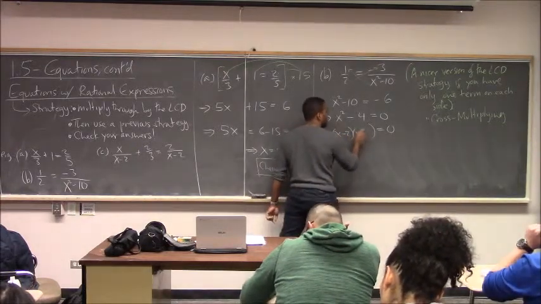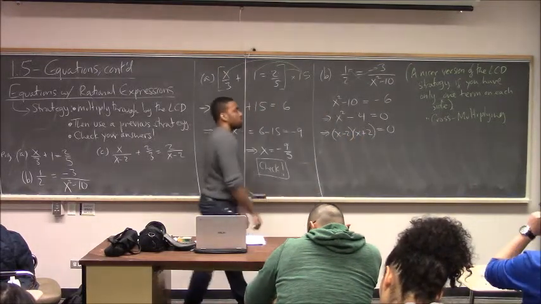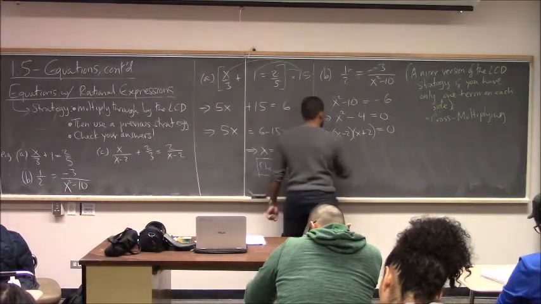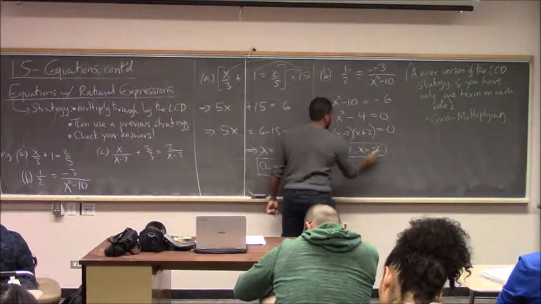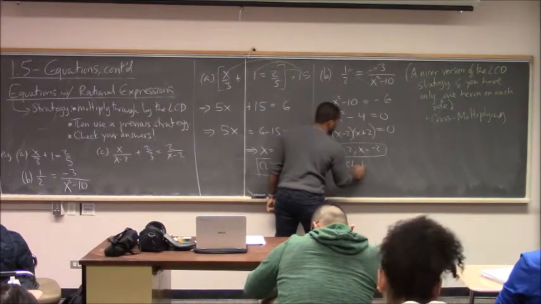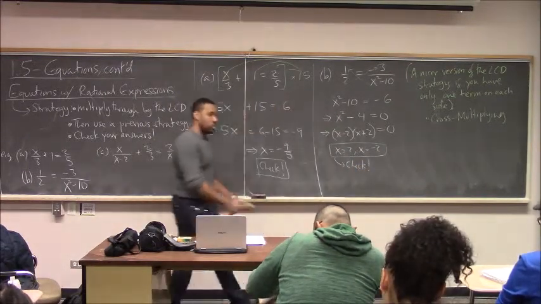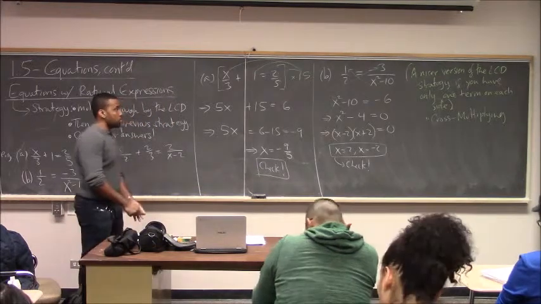If that doesn't work, we use the quadratic formula, but in this case it does work. This is the difference of squares. And so we get x equals 2, x equals minus 2. And again, you should check. But I leave it to you to verify that those actually work.